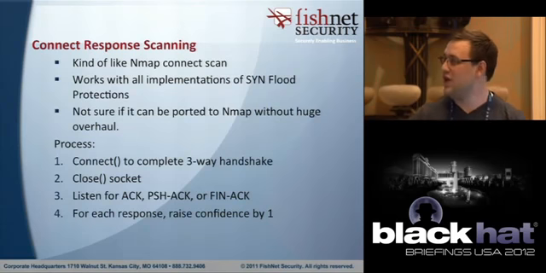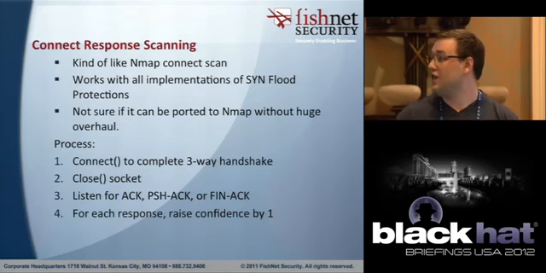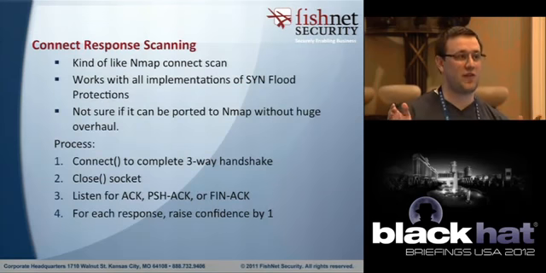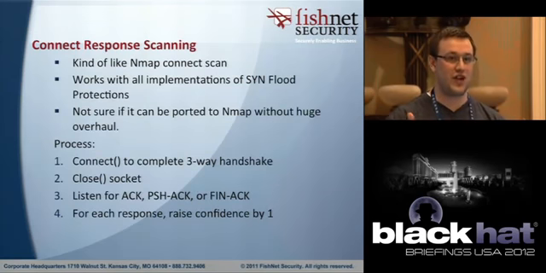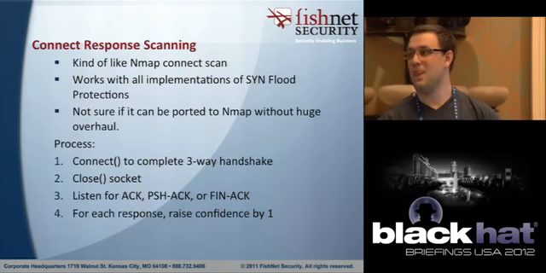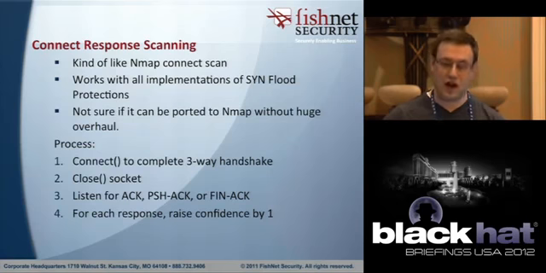The basic process is we call connect, and the kernel completes a three-way handshake for us. After that's done, I immediately close the socket, which sends a FIN-ACK to the server. The server will respond. Once we do that connect, we've moved past the three-way handshake, so the SYN proxy says, okay, you're a legit host, not SYN flooding me. Let me broker that connection with the host, the server, and move you past. Then I close the connection, and the server that I'm scanning is still going to be sending me packets. So I start listening for an ACK, a push-ACK, or a FIN-ACK, and for each response I get, I raise the confidence by 1.